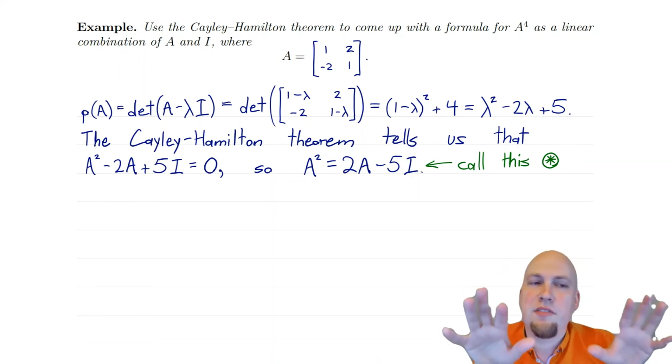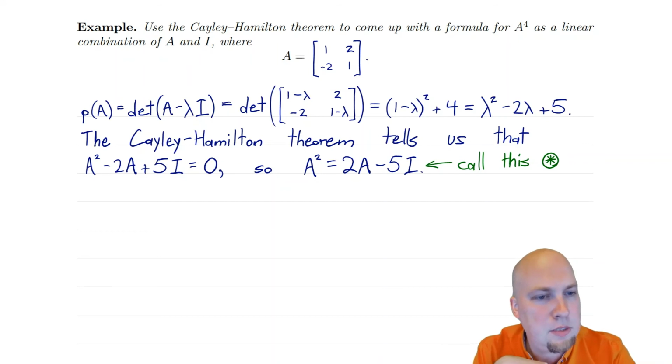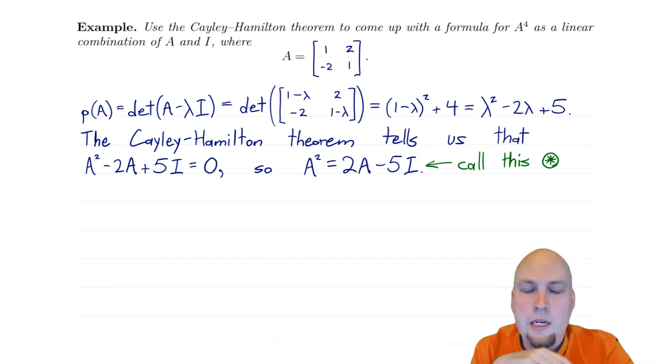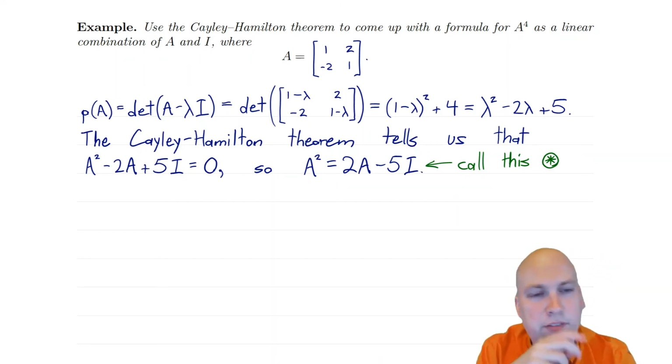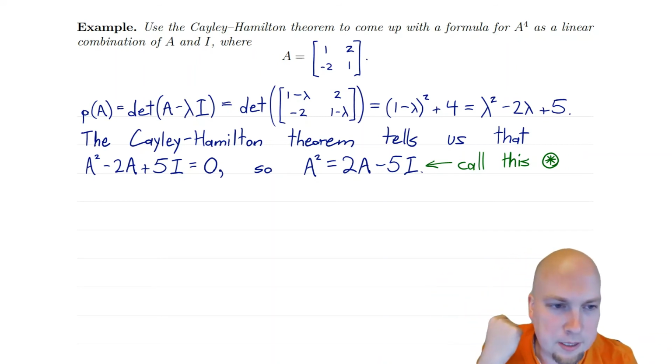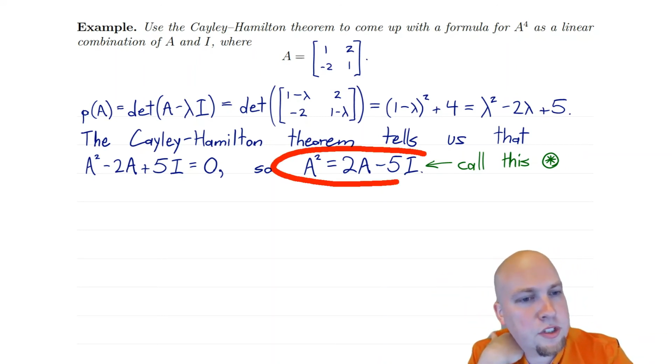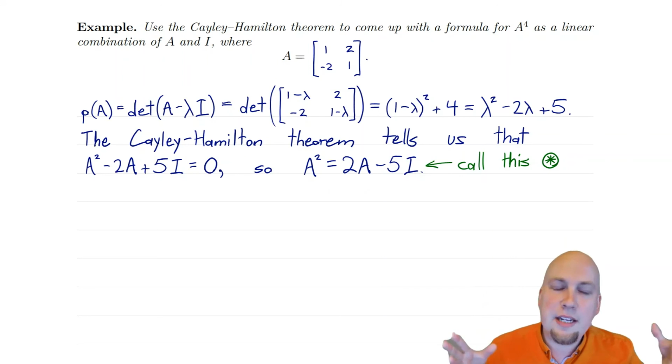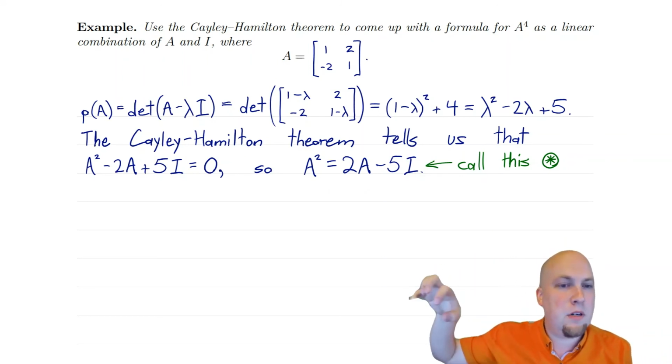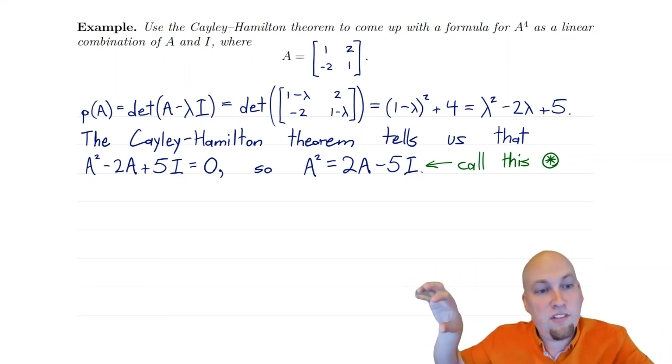I'm going to make use of this equation over and over again, so I'm just going to give a name to this equation here. I'm going to call it equation star, just so that you know when I'm referring to it. All right, so I know A squared equals 2A minus 5I, and you can do this sort of thing for any matrix. You can always write the nth power of the matrix as a linear combination of lower order powers of that matrix.